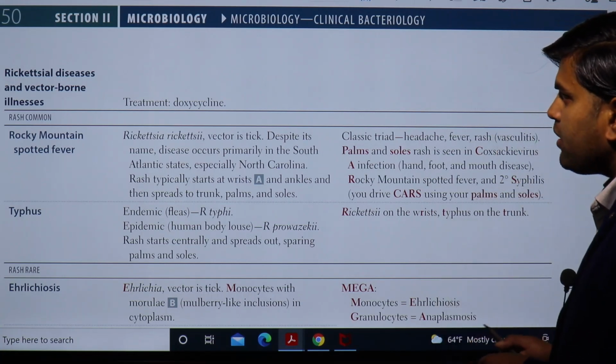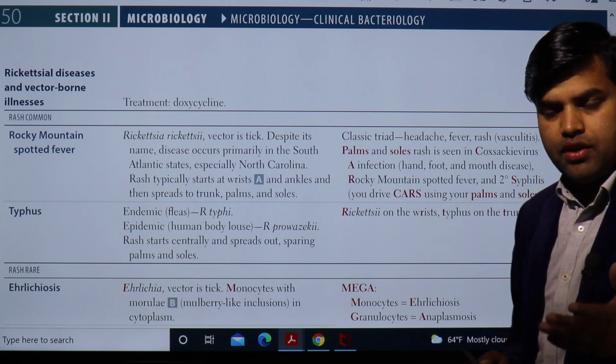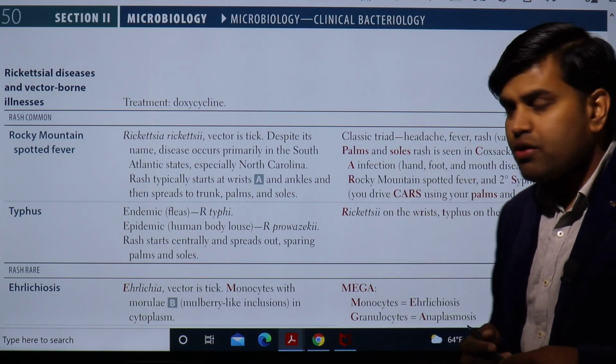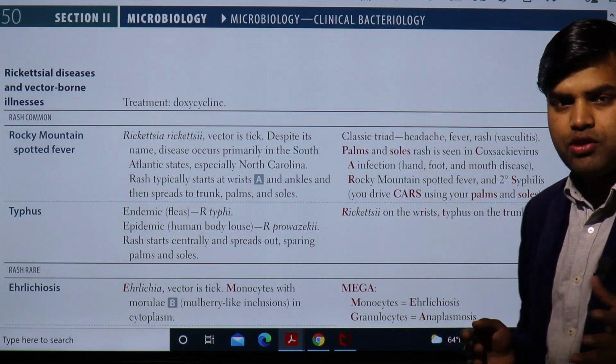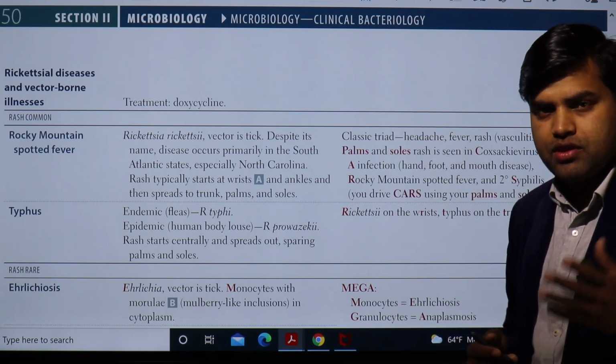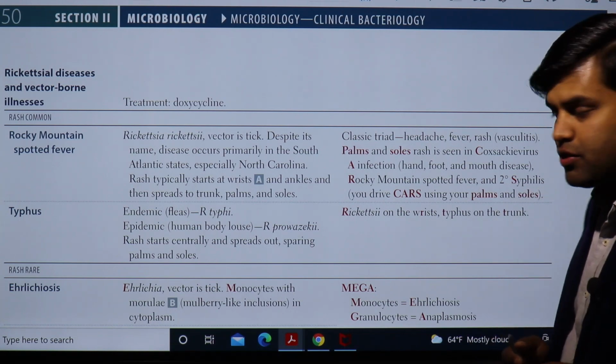So today we will be moving forward to the revision of USMLE Step 1 2021 Microbiology, and we are on Step 1 page 150. I am Dr. Rickettsiae, an infectious disease expert as well as clinical researcher from the Harvard Medical School.